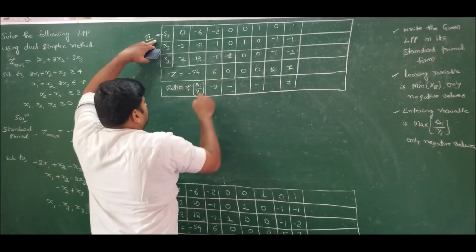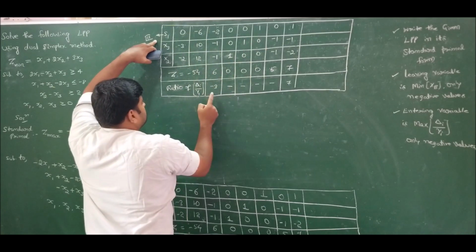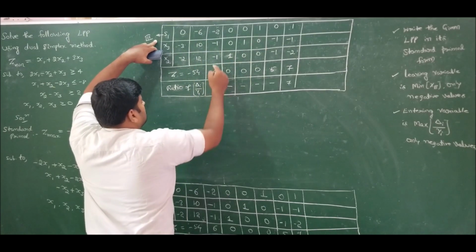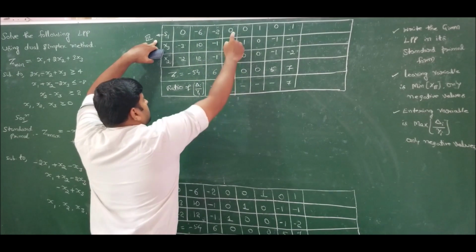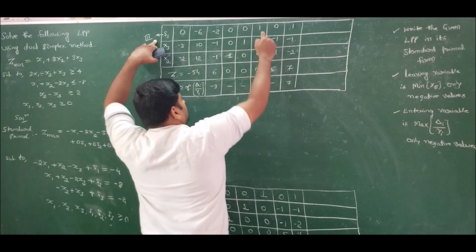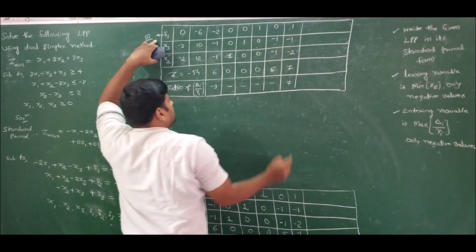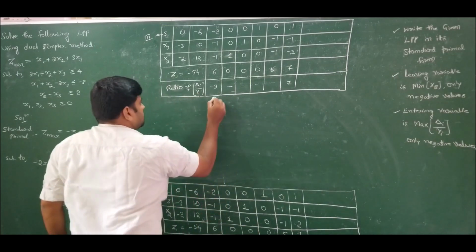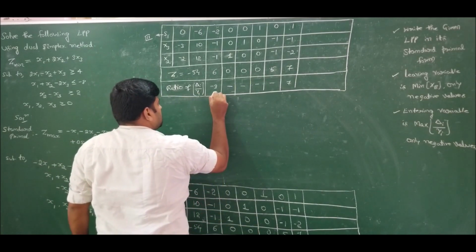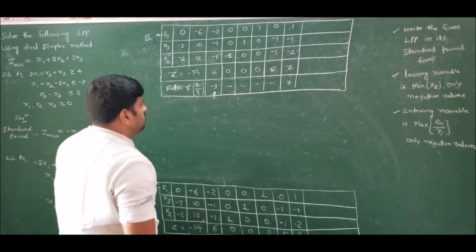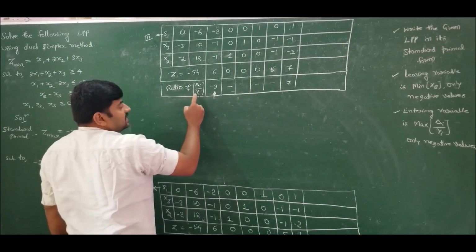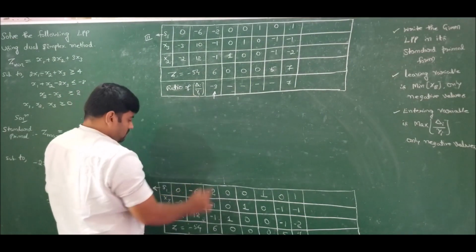So first row, y1, row 1: 6 by -2, 0 by 0, 0 by 0, 0 by 1, 5 by 0, 7 by 1. The only negative is -3. So this will be the entry variable. Clear? So y is nothing but row value, row 1.